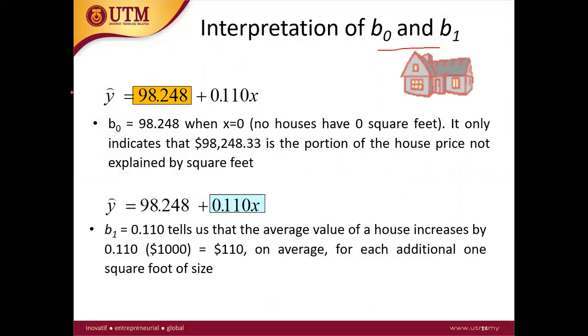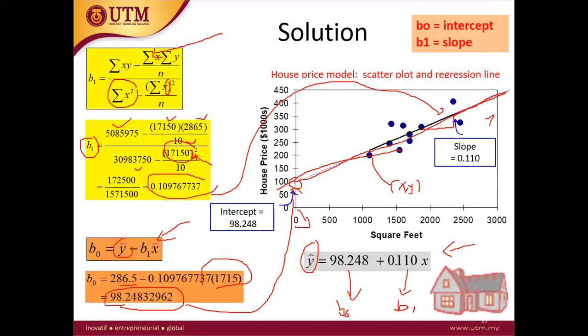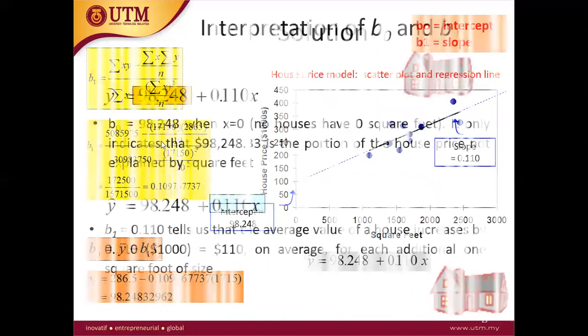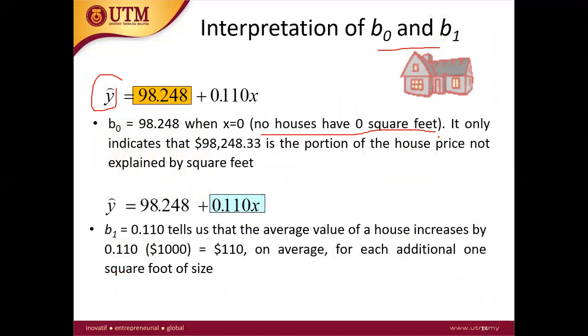So the interpretation of B0 and B1, in the predicted equation Y cap equals 98.248 plus 0.110x, means no house has 0 square feet. From the graph, when x is equal to 0, meaning the square feet is 0, the price is 98,000. But this only indicates that 98,000 is the portion of the house price not explained by the square feet.